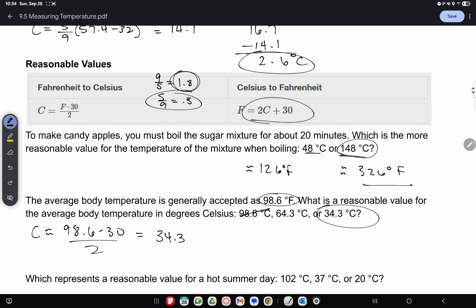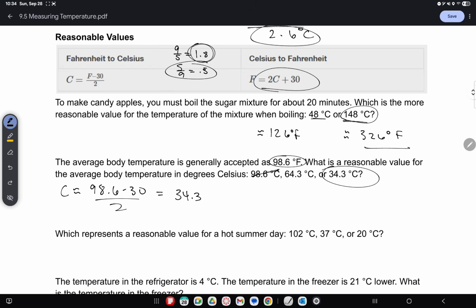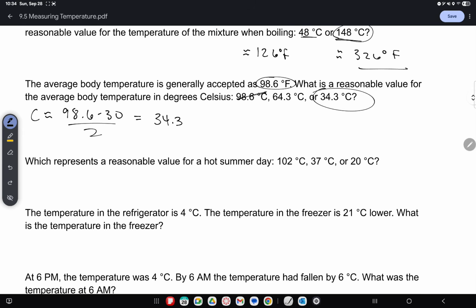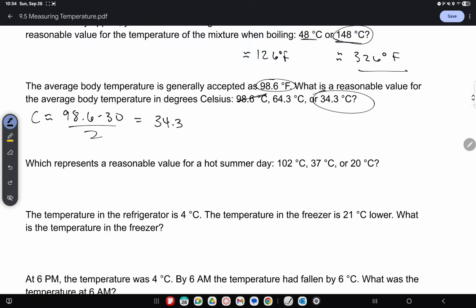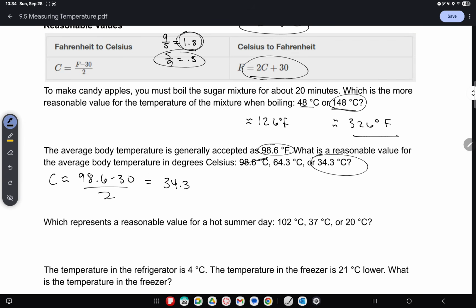Okay. So now if we just look at, oh, there's more here, hang on. Which represents a reasonable value for a hot summer day? Well, it's all in Celsius here, so we could do the about formulas here. We know that 100 degrees Celsius is boiling, so that's way crazy for a hot day. That'd be a very, very hot day.